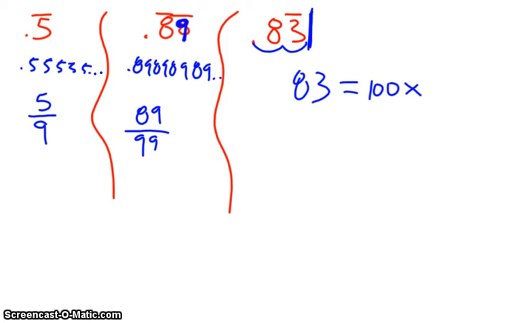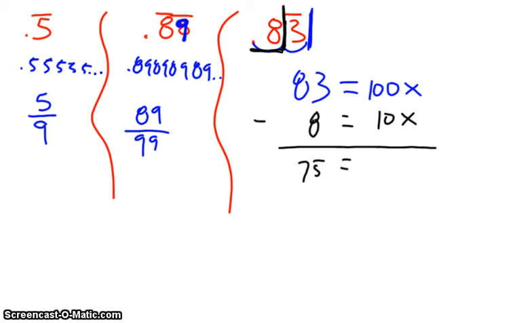Next step, I'm going to go to before the repeating. So right before the repeating started is right here. So that would be the number 8 equals, if I look at this, I had to move 1 spot. I needed 1 zero. So I'll say 10x. Go ahead and bring this over and I subtract everything out. Now I'll go 83 minus 8 is 75 equals 100x minus 10x is 90x.